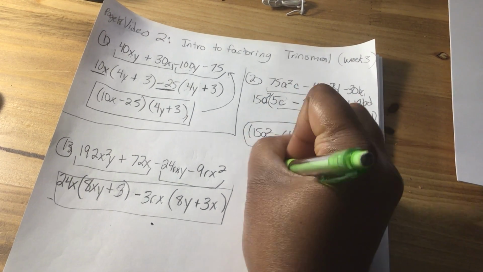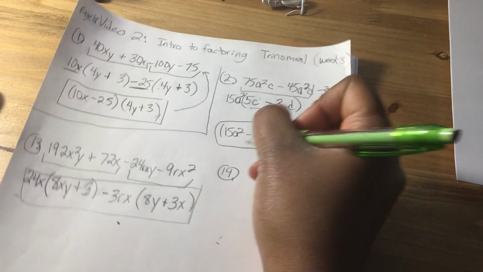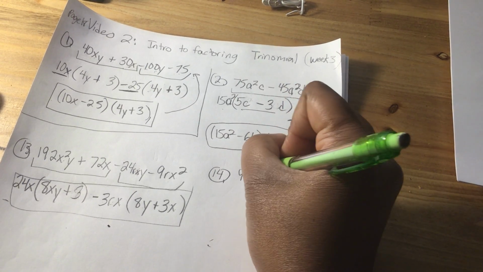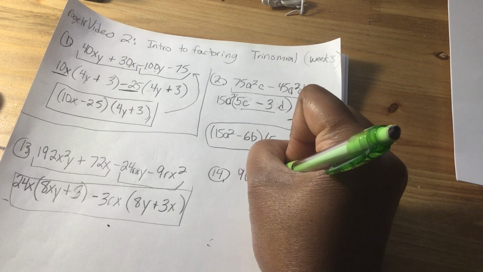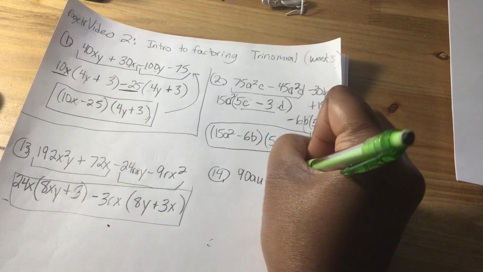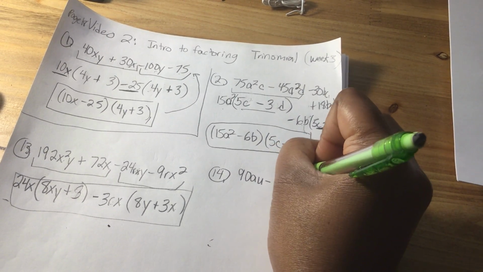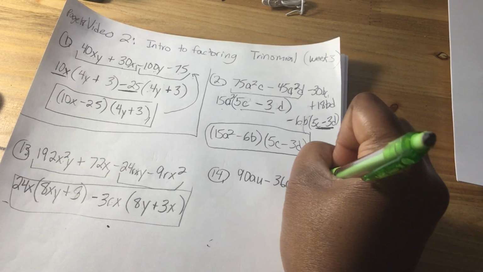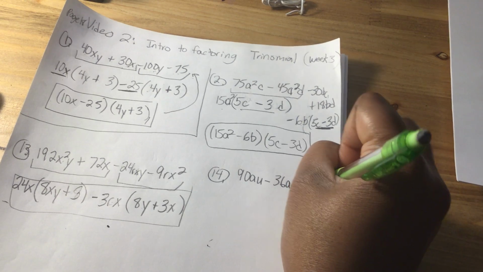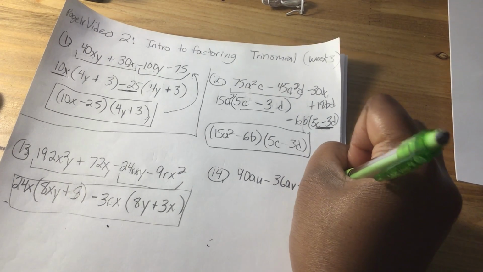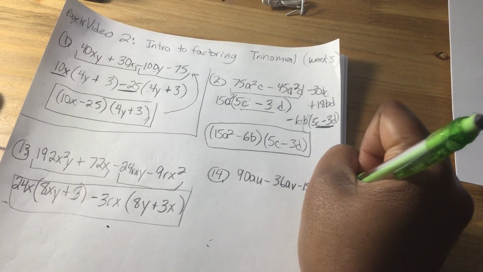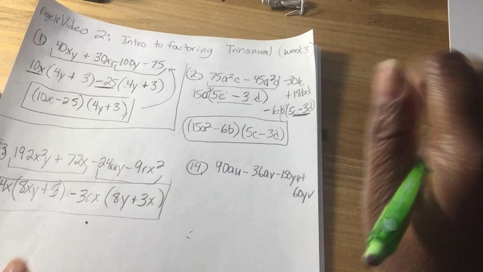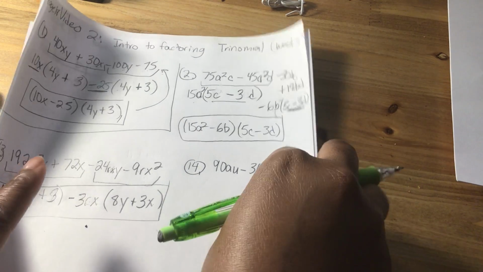And I may have written it wrong. 90 AU, 36 AV, minus 150 YU, plus 60 YV. And you're going to do the same thing with this one. Okay, you can do that one on your own.